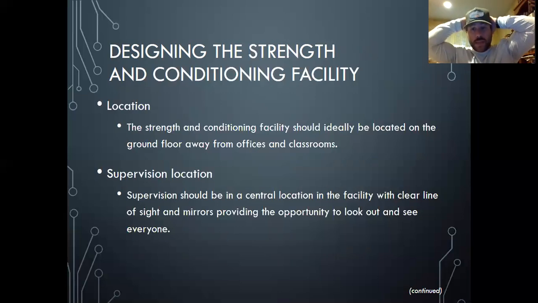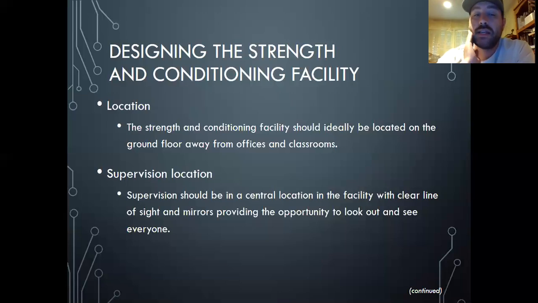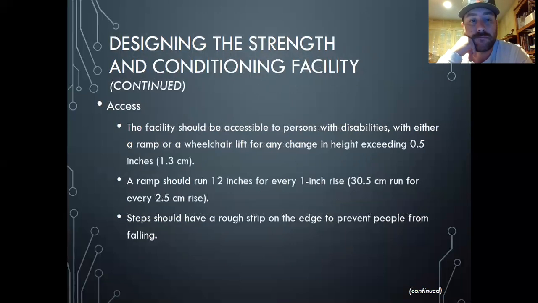Where do you put them to where they can see everything going on? That way, if something does happen, they are quick to the scene. And typically it needs to be in a central location with clear line of sight and mirrors that provide the opportunity to look out and see everyone. Okay, you don't want somebody, if it's early time in the gym, to fall out over in a corner and no one can see them and no one hears anything, right? So you want to make sure that everything can be seen.